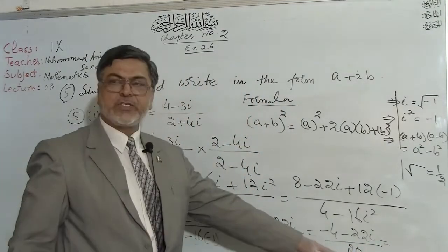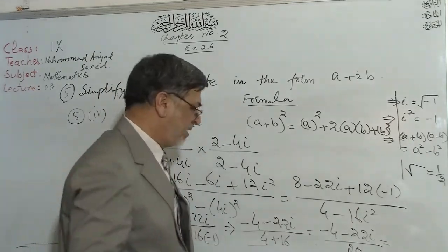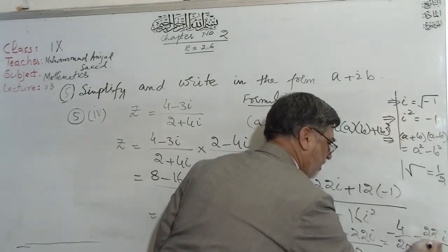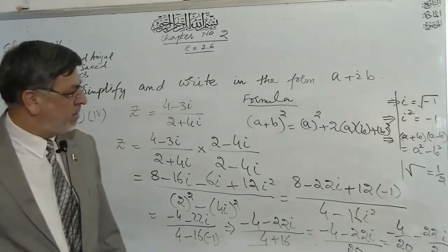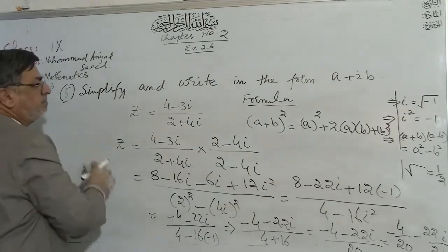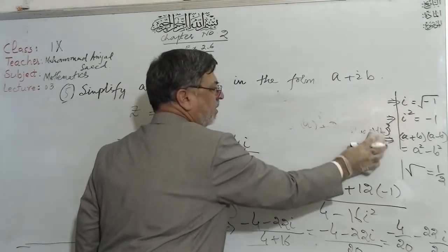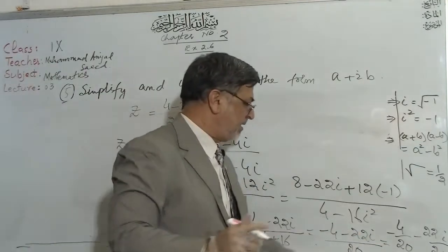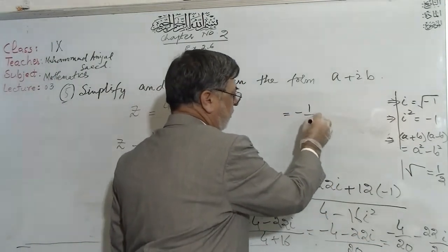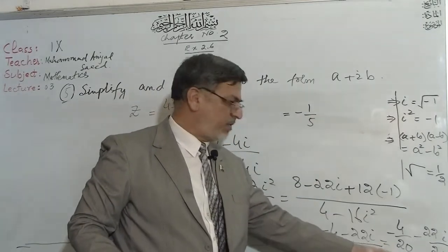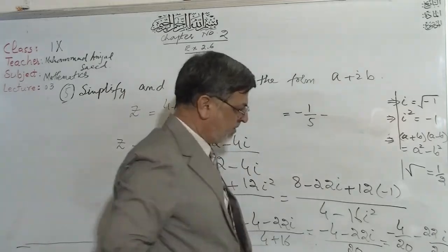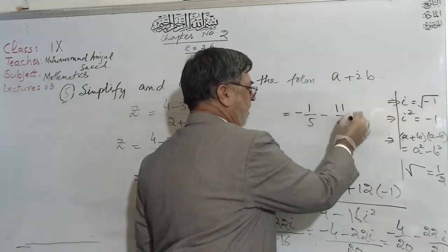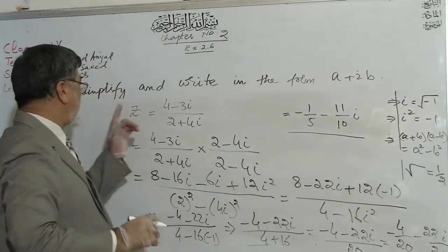Now dear students, distribute this 20 to both terms. That is minus 4 over 20 and minus 22 iota over 20. After simplifying this, we have minus 1 over 5, and minus, divided by 2, it will be 11 over 10 iota. This is your answer of Z.